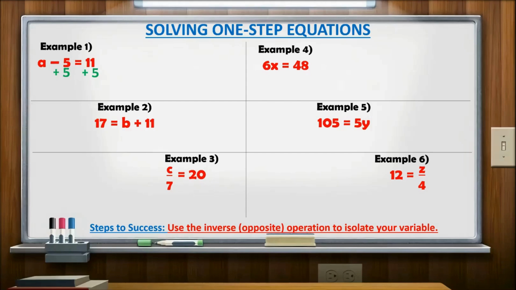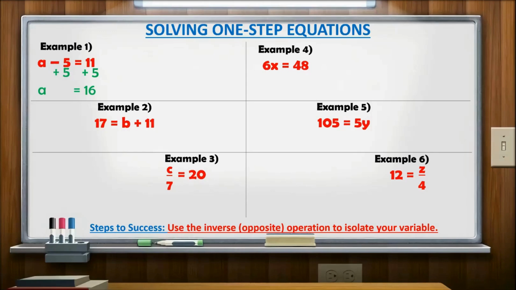Let's lay this equation out so I can clearly see what the value of a is. So my a has not been touched, so that stays where it is. The minus 5 plus 5 is equal to 0. The equal sign stays where it is, and 11 plus 5 is equal to 16. So my a is equal to 16.